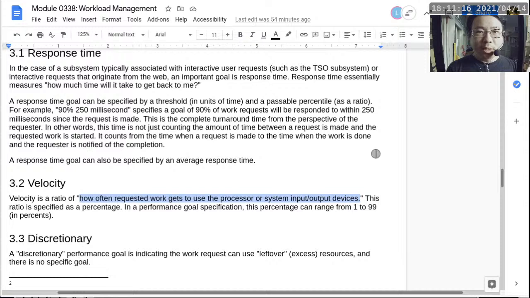doing work. And that ratio, okay, let me rephrase that. The number of samples where we can confirm the task is actually doing something versus the total number of samples that we have performed, that ratio is what we are trying to specify here as a performance goal. All right? Is that okay, or do you guys have any questions about what velocity is actually measuring?